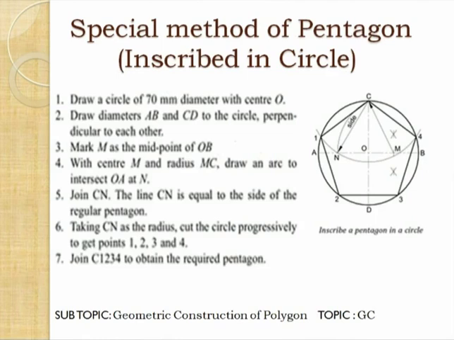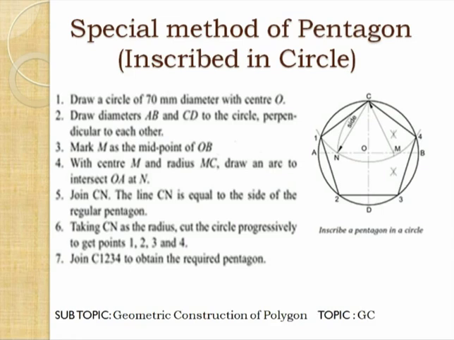Again, this is the special method for a pentagon inscribed in a circle. Here we know the diameter of the circle, or the size of the circle, and we want to draw the pentagon. This is the special method. With the help of this method, we can draw a pentagon only in a circle. Suppose a 70 mm diameter circle is given. You draw a 70 mm diameter circle with center O. Then you draw horizontal diameter AB and vertical diameter CD perpendicular to AB.